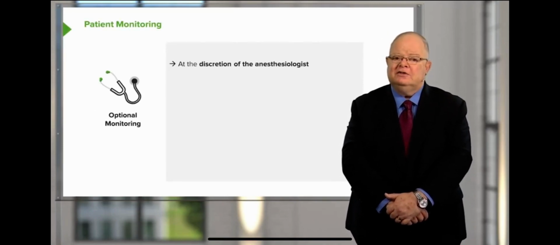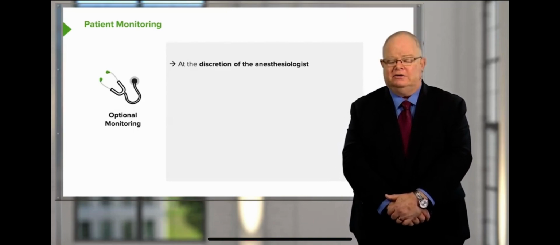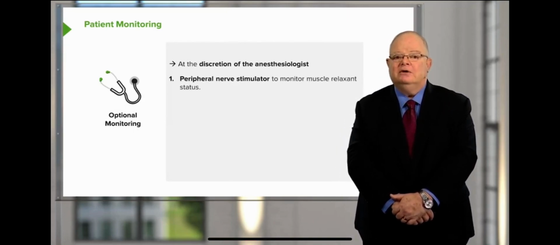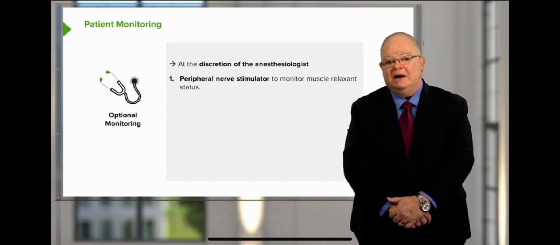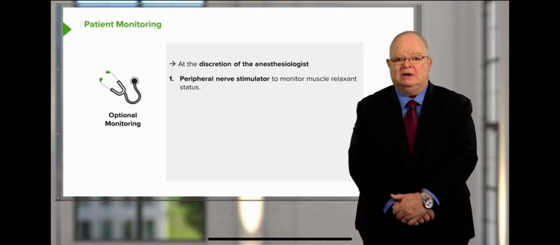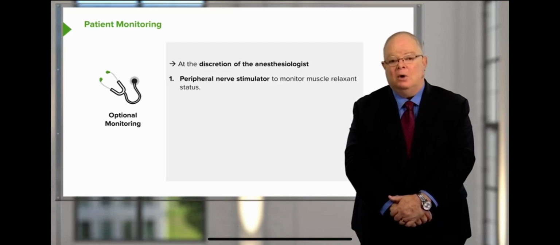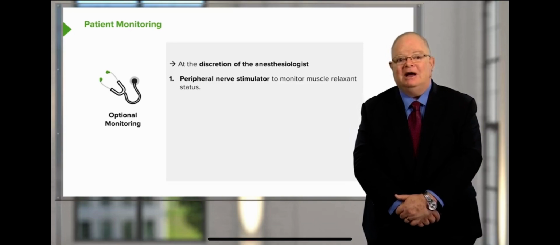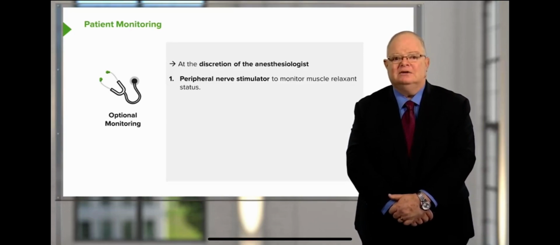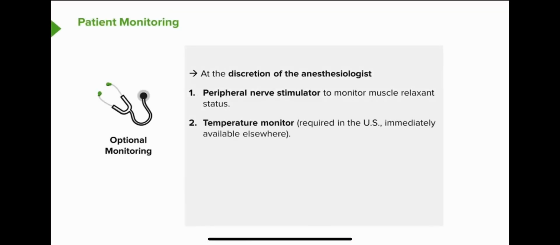Then, at the discretion of the anesthesiologist, there are additional monitors that can be put in place. The peripheral nerve stimulator can monitor muscle relaxant status, and we can actually determine when it's possible to reverse a muscle relaxant by using this device. Or we can determine that maybe the surgeon's right, that the patient isn't adequately paralyzed, and it's time to give more muscle relaxant. Temperature monitoring is mandatory in the United States, but is immediately available in most places.